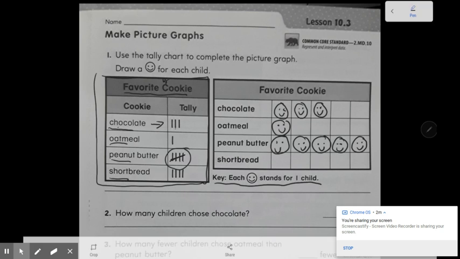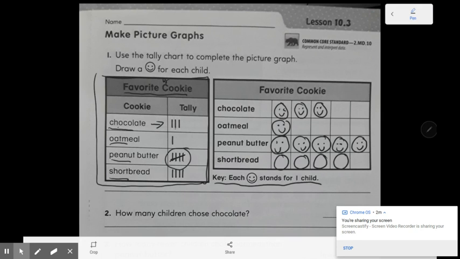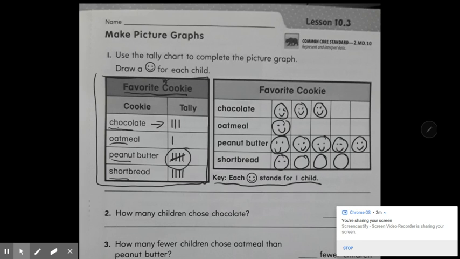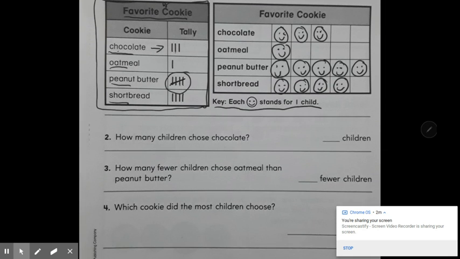And then on the shortbread, we only have 4 tally marks, so we're going to draw only 4. Have you noticed that I'm drawing the circles first? That way, once I draw the amount I need, I can focus on drawing the eyes and the mouth. That way, I don't draw too many or not enough. So now I have created my picture graph. This picture graph is showing me information. So now by looking at that graph, we're going to be answering some questions.